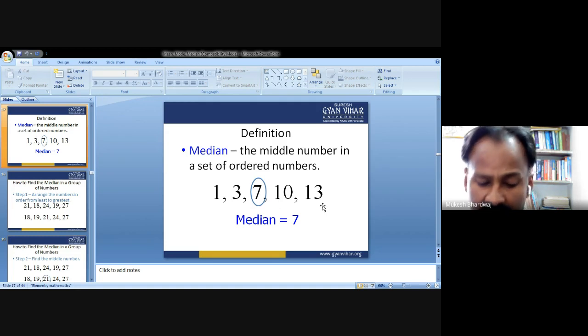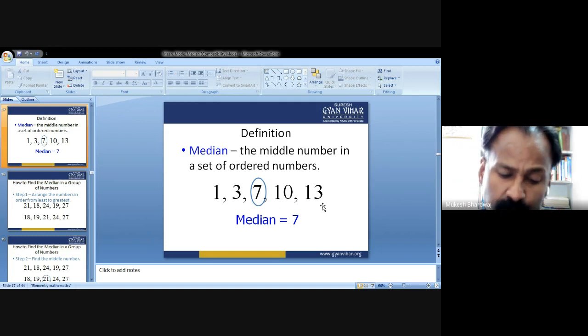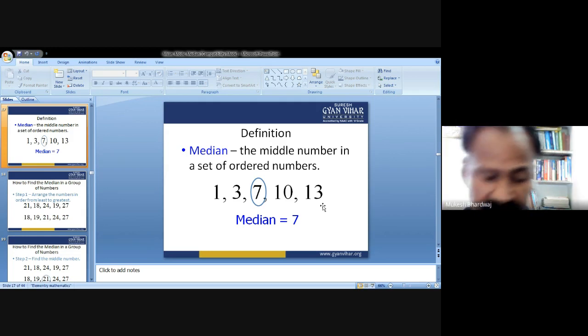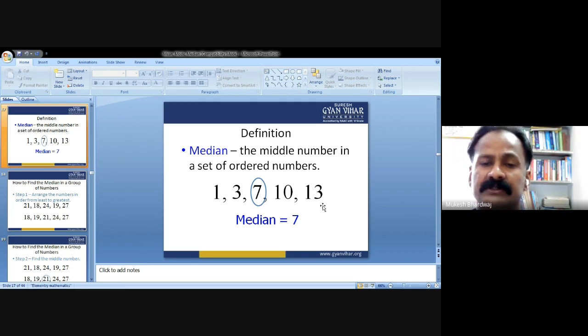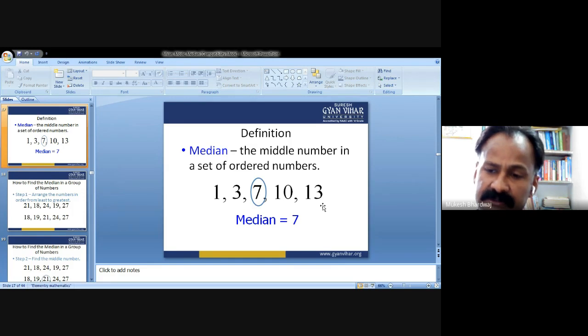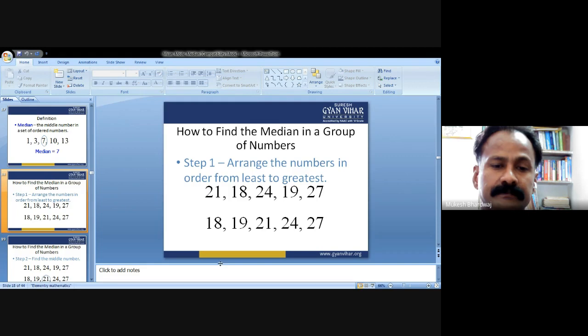If the data is provided to you but is not arranged in increasing order, first you have to arrange it in increasing order, and after that you find the median. So more clearly, the median is the middle number in a set of ordered numbers. Clear?